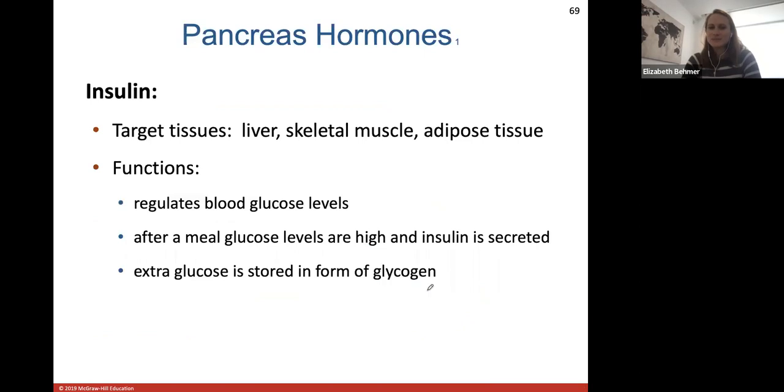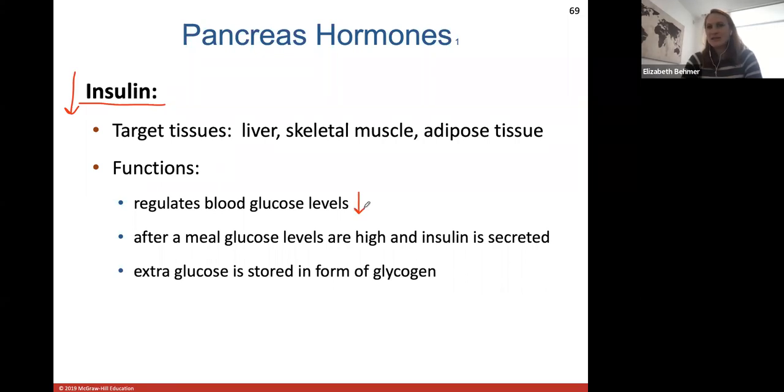levels. What insulin does is, I'm just going to put a down arrow for insulin, because insulin lowers blood glucose levels. So it targets your liver, your skeletal muscle, and adipose tissue where glucose might be stored. It helps to regulate blood glucose levels. It specifically lowers levels of glucose in the blood.